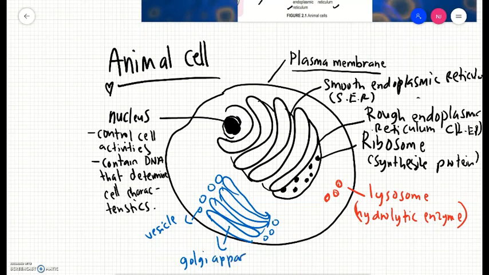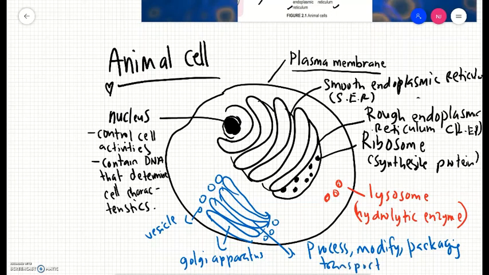What is the function of this Golgi apparatus? You need to remember it as process, modify, pack and transport. Process, modify, packaging, and transport. Dia macam courier service lah.